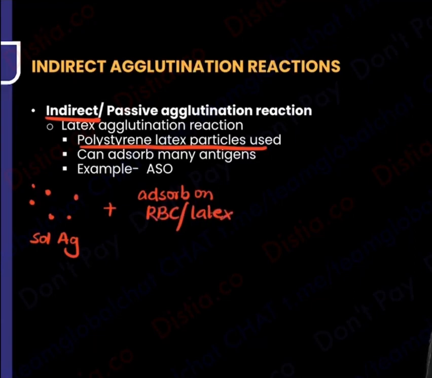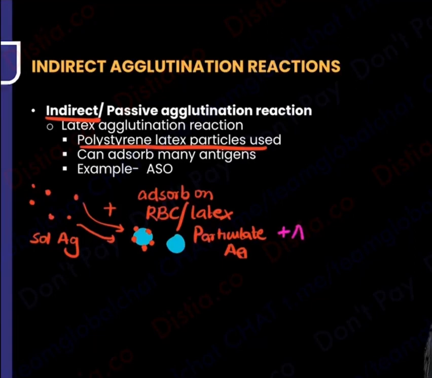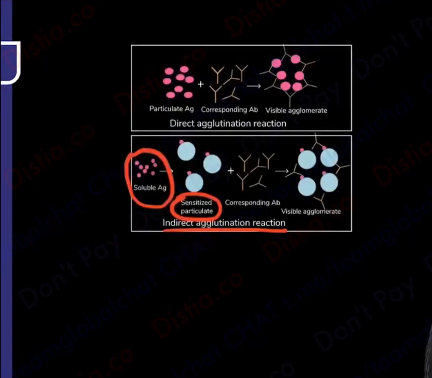I will either use latex. So for example, if these are latex particles, all these antigens that you have, they are going to come and absorbed over here. So now it has become a particulate antigen. Now if it has become a particulate antigen, I just have to add an antibody and the reaction shall occur. So look at that slide. You have a soluble antigen. Pehle you stuck it onto some latex or something. Then you added an antibody and then you got a reaction. So simple. Direct में तो क्या था? Antibody, antigen, direct. चलो खत्म. But indirect में first you convert it into particulate and then you do the reaction.